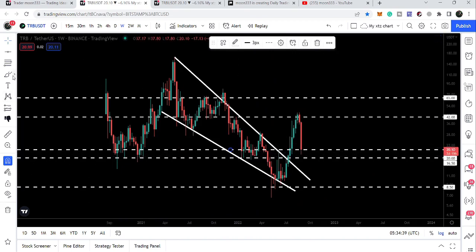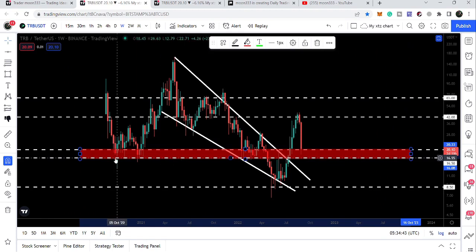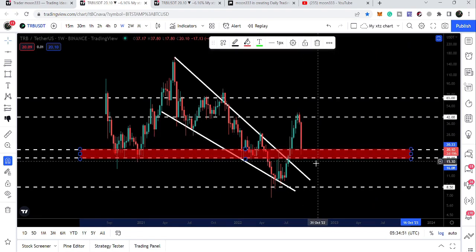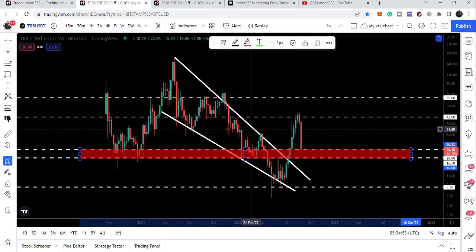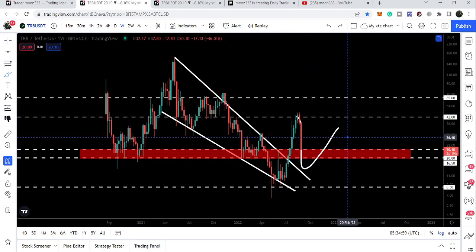In fact, this level, if I highlight this area, you can see has been working as a strong support here, here, and here as a resistance. Therefore, again, it can work as a nice support. But if we break it down, then there is a probability that we may test the previous resistance of the wedge as a support, and then we will start the next reversal from there.